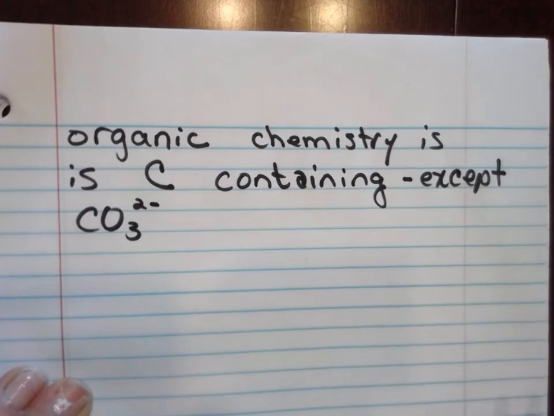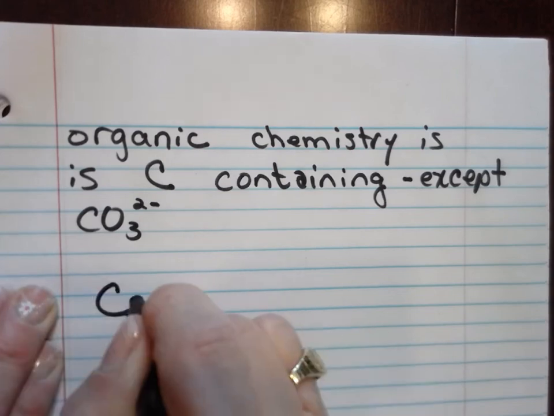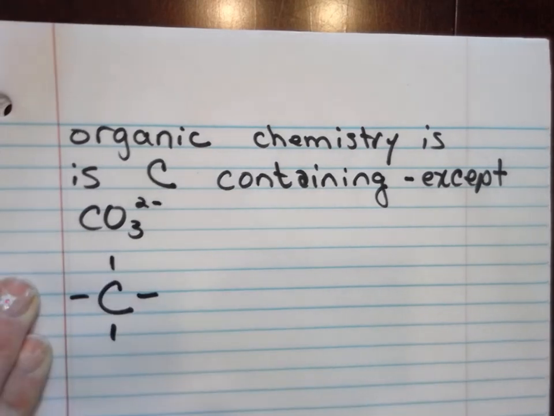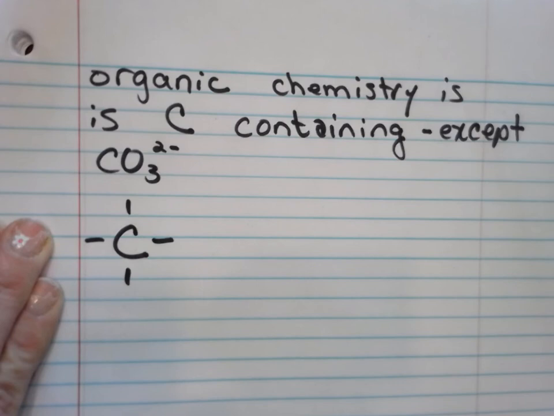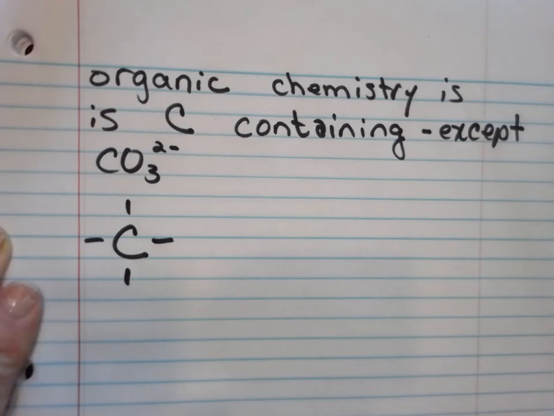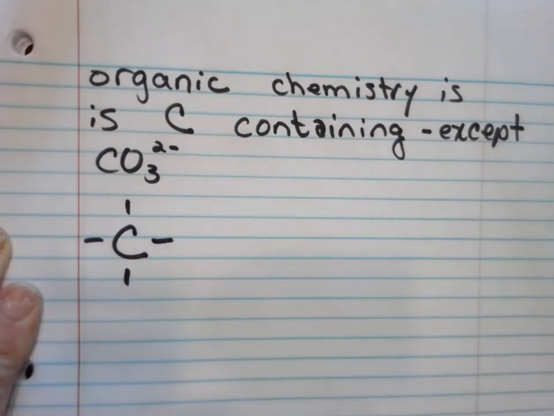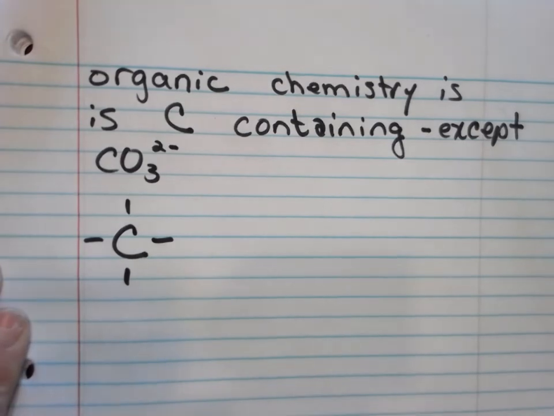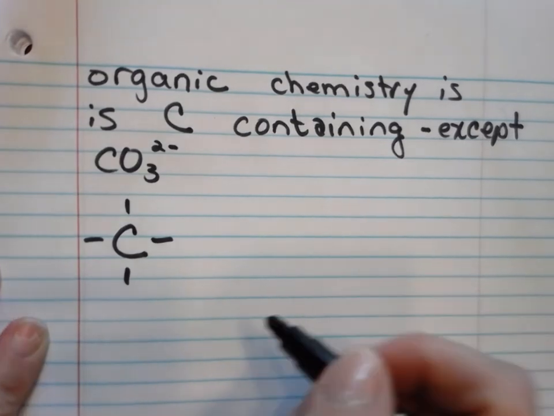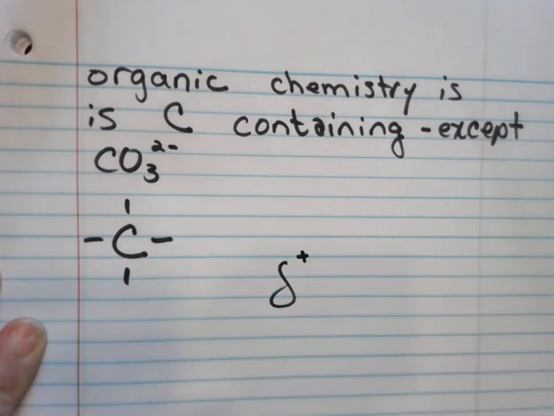Now, very important to understand that carbon forms 4 bonds. So when you're drawing your structures, you're going to need to make it have 4 bonds. It could have 4 bonds, and some of them could be double bonds, there could be triple bonds, but remember, 4 bonds. Also, remember that this symbol, this delta positive, means partially positive.